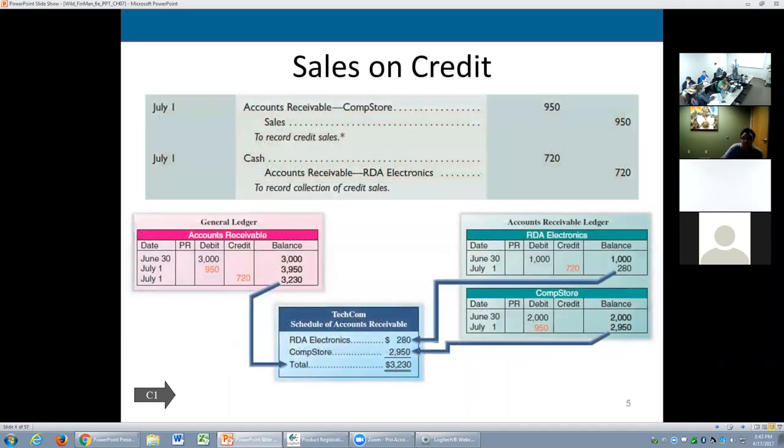All right. This is going to show us the general ledger and an accounts receivable ledger.